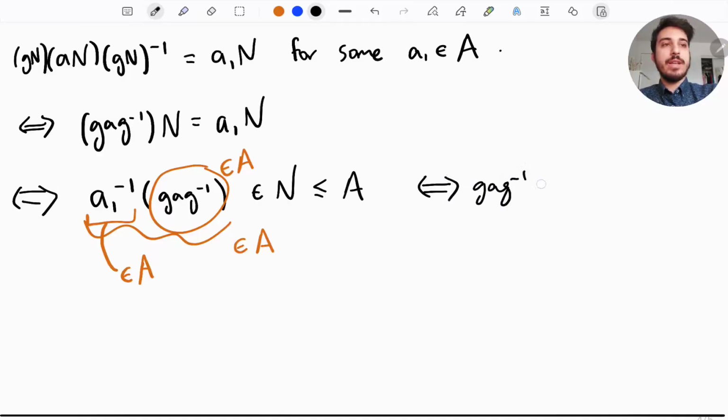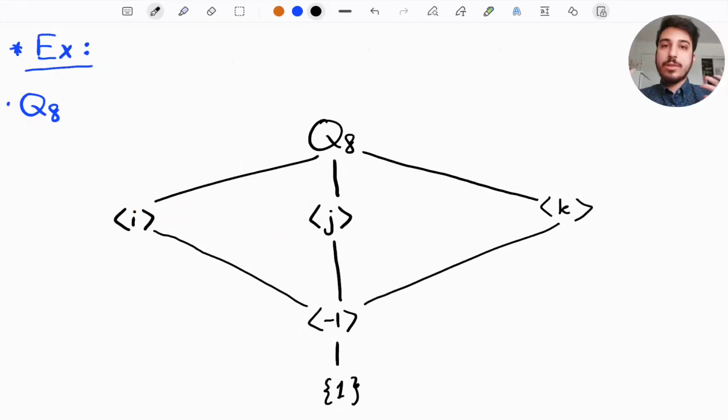So GAG inverse is also an element in A, making A closed under conjugates, meaning that A is a normal subgroup of G, completing the fifth and the final proof in this big important theorem. Let us now look at two examples using this theorem.